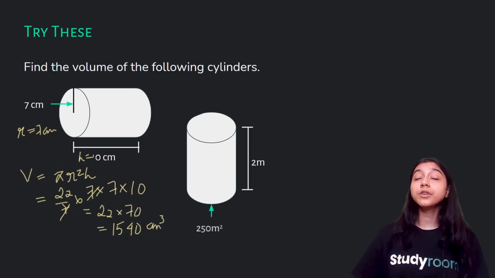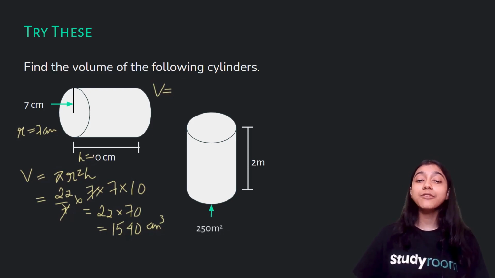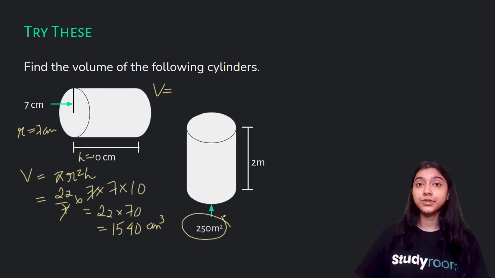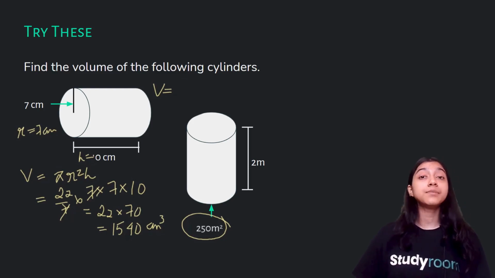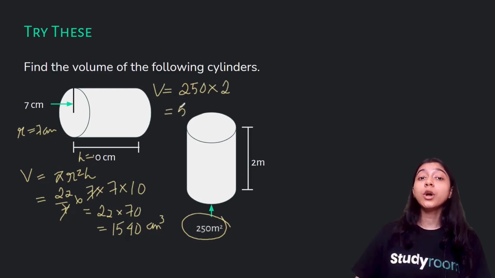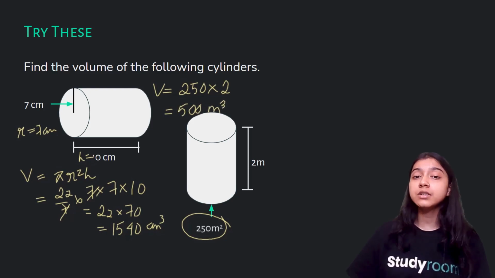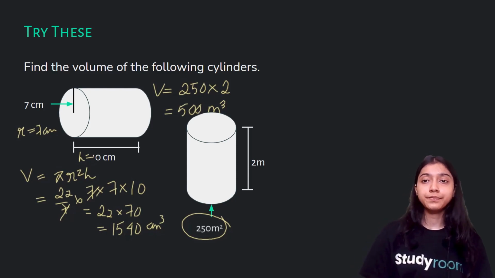Now let's calculate the volume of this cylinder. In this case, the volume has to be calculated, but here the radius is not given. Instead of radius, we have been given the area of the base of the cylinder. So we know another formula of the cylinder, that is area of the base multiplied with the height. So the volume will be area of base, which is 250 meters square, multiplied with the height of the cylinder, that is 2. This gives us the volume as 500, but the unit will be meter cube because the area of the base and the height, both of them are given in meters, so the volume will be meter cube.